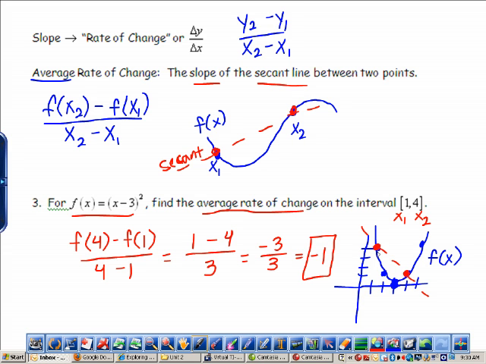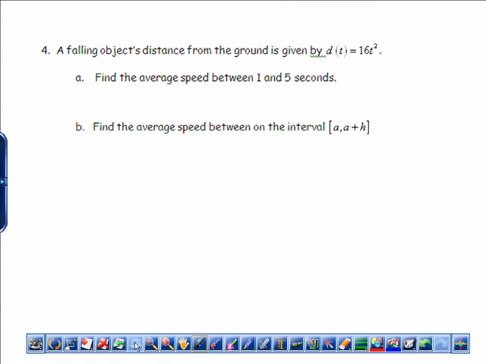Now later on, we're going to tighten this up, and we're going to make this interval smaller and smaller and smaller until we have basically not an interval but a point, and that's going to be the tangent line, and that's instantaneous rate. That's where we're going with this. Okay, if you're thinking about acceleration, that this has to do with acceleration and things like that, you're right, it does. Okay, so number 4.